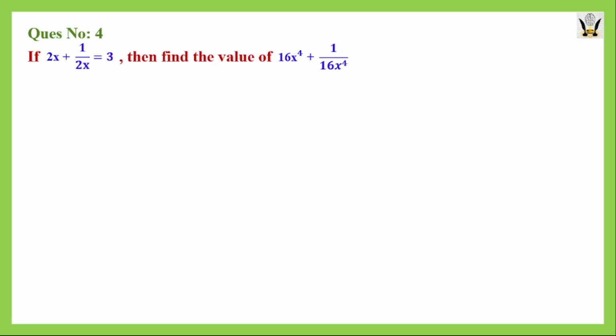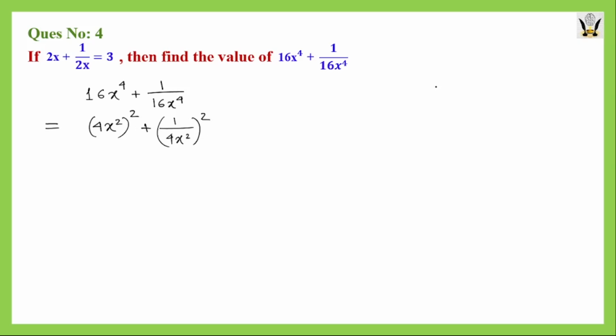Now in the next question, 2x plus 1 by 2x is equal to 3. That condition is given, and based on that we need to find 16x to the power 4 plus 1 by 16x to the power 4. It can be further written as 4x square, whole square. 4 square means 16 and x square squared means x to the power 4. So the second term can be written as 1 by 4x square, whole square.